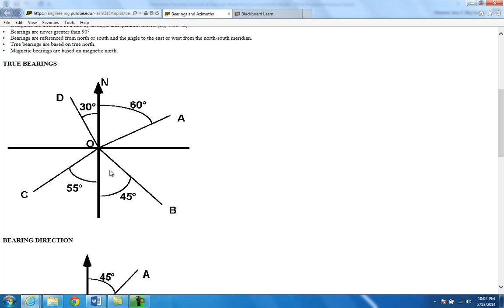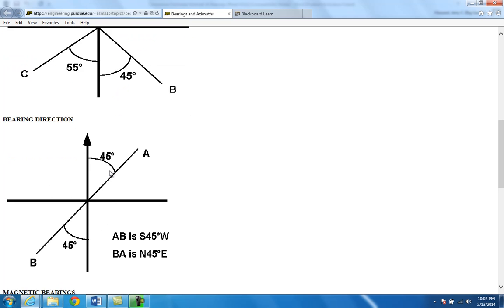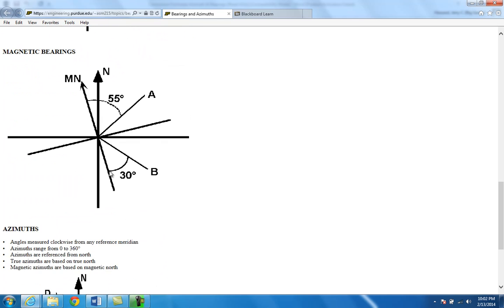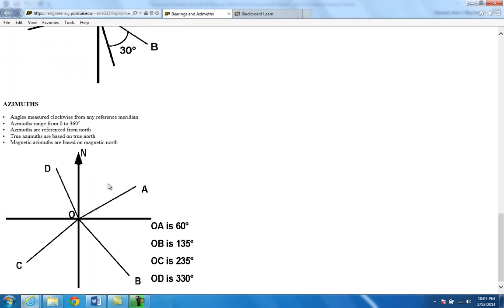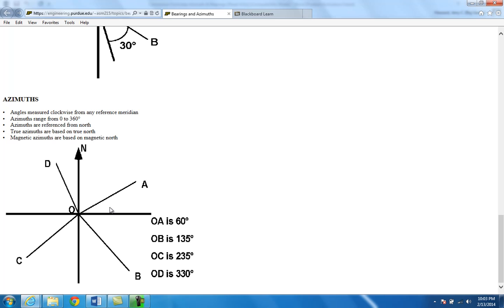Now that's a bearing, and we'll slide on down here and go to azimuths. Azimuths are a little bit different, and for some people they say they're a little easier to work with. That's just up to the person working with it and what experience you've had.